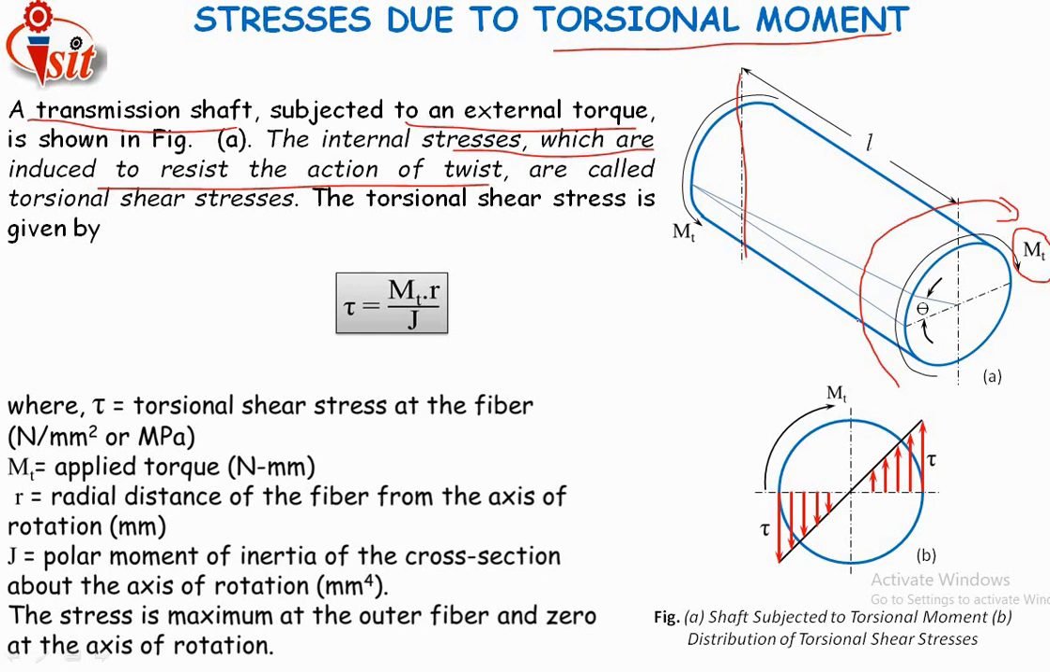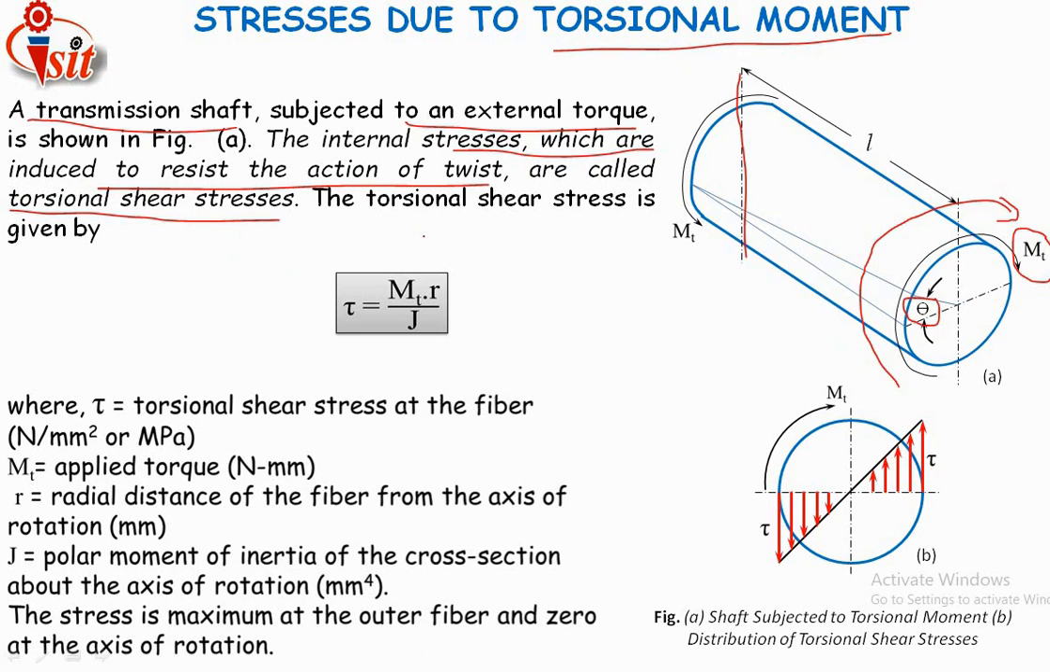But this shaft is resisting this twisting, and due to this resistance, the stress which is induced in the shaft is known as the torsional shear stress. Try to understand. When the transmission shaft is subjected to an external torque in clockwise direction, the internal stresses will get induced, which will resist this action of twist. Now this shaft will twist through an amount of theta. This is the angle through which this shaft will twist, that is the angle theta.